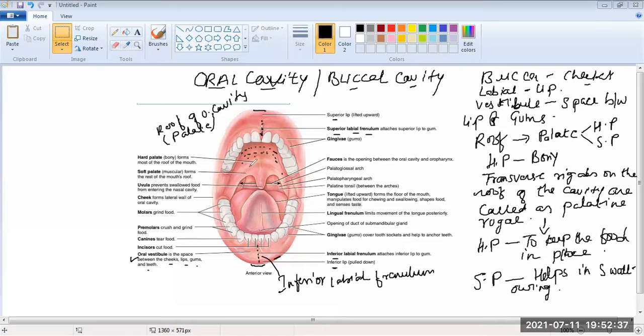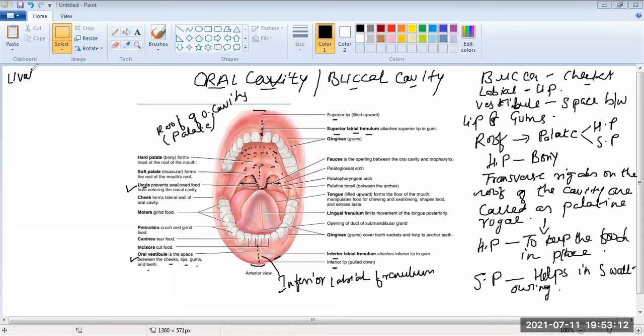Now, if you keep looking at this roof of the oral cavity, you will find that this soft palate ends into this conical flap. This conical flap is known as the uvula. Here is your uvula. And what is the function of the uvula? Its function is to prevent the food from going into the nasal cavity, or into the nasopharynx.